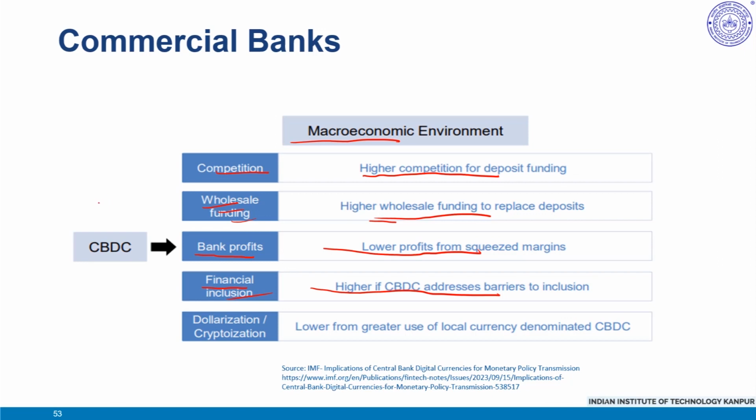The magnitude of the effect depends on the extent to which a CBDC addresses the barriers to financial inclusion in a given country. Lastly, dollarization or cryptoization. CBDCs could help de-dollarization or counter the cryptoization. So it will be lower from greater use of local currency denominated CBDCs.